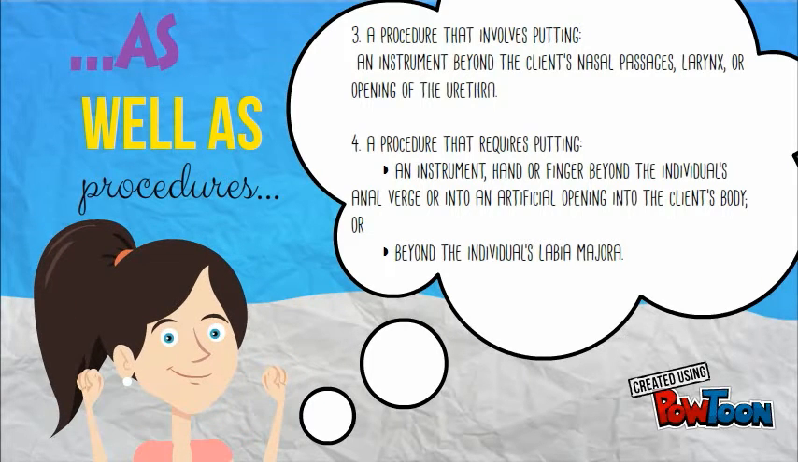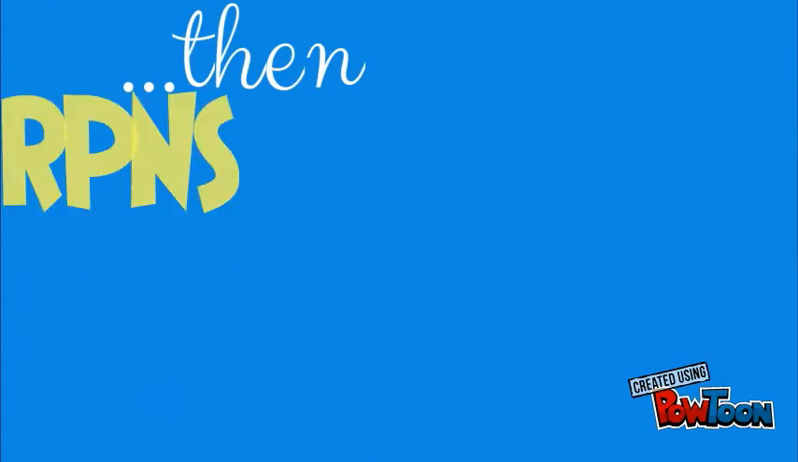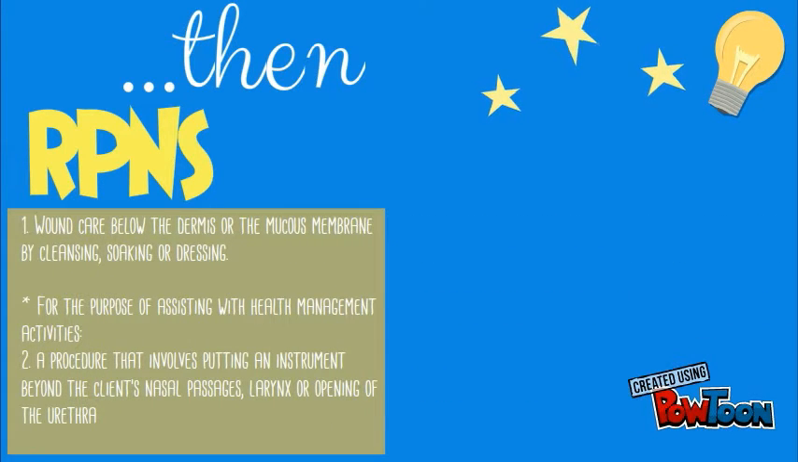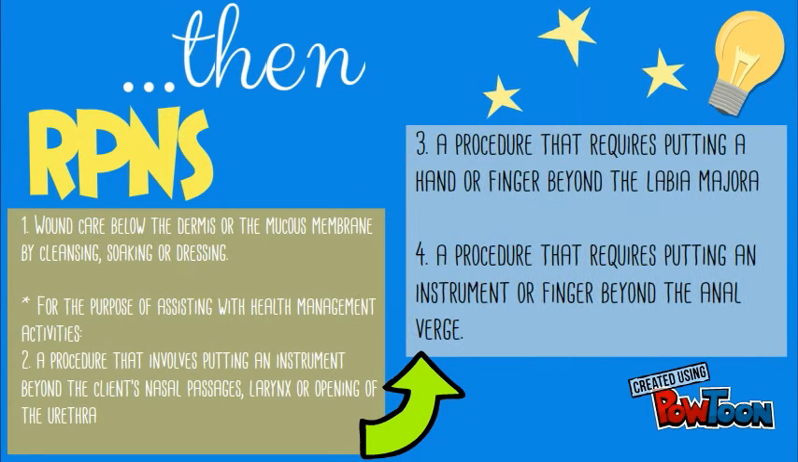body or labia majora. On the other hand, RPNs can initiate wound care below the dermis or mucous membrane by cleansing, soaking, or dressing, and for the purpose of assisting with health management activities, a procedure that involves putting an instrument beyond the client's nasal passages, larynx, or opening of the urethra, a hand or finger beyond the labia majora, an instrument or finger beyond anal verge.